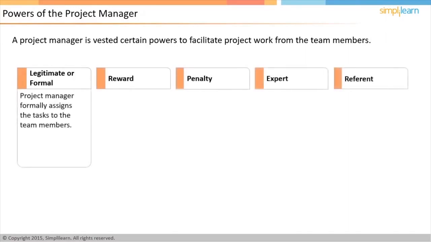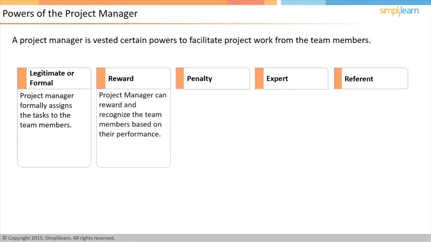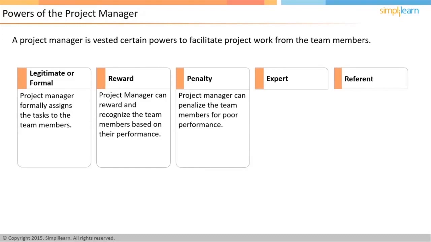In legitimate or formal, the project manager can formally assign work to a team member that he or she has to do. Project manager can reward and recognize the team members. The reward could be as simple as assigning challenging or sought-after work to a team member. This can motivate good performers on the project. Sometimes the project manager can penalize the team members for poor performance.